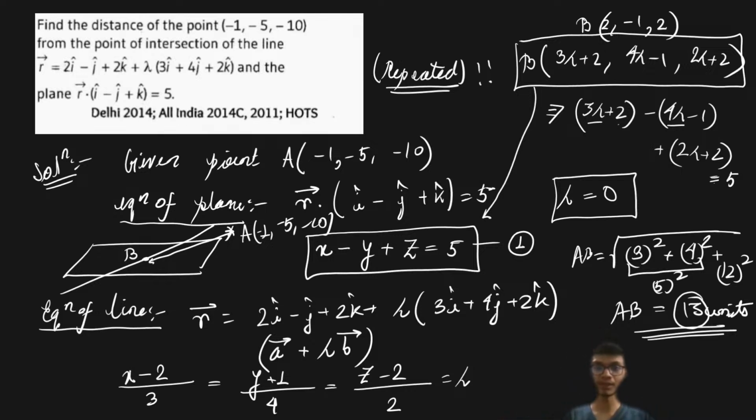So what you can observe is that this is a very important and crucial problem. Please make sure that you practice these types of problems carefully. Very simple problem: you just need to assume any point on a given straight line and satisfy that point in the equation of the plane in order to get the unknown value of lambda.